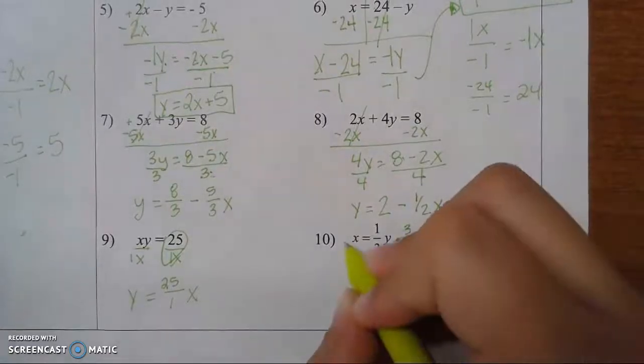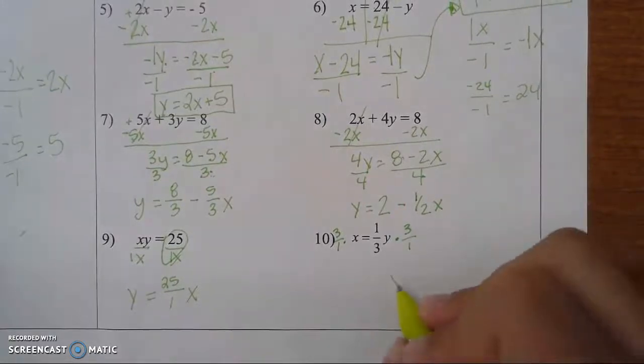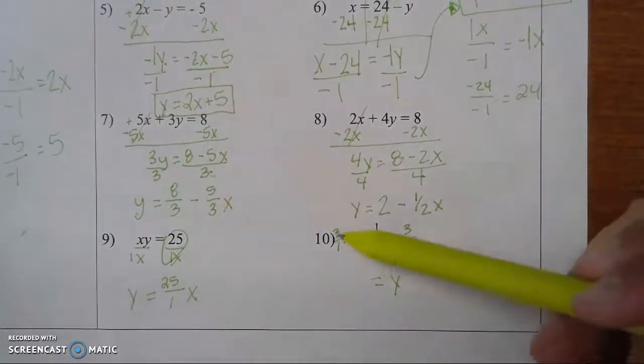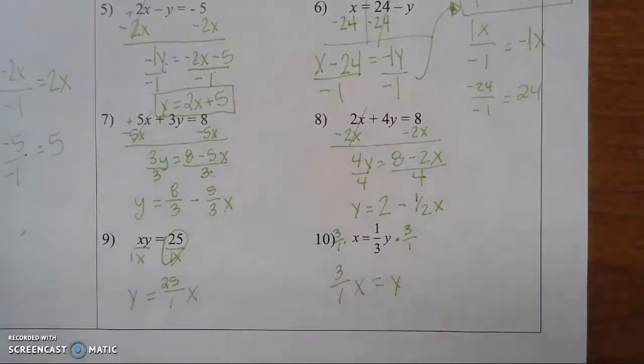So you guys will just multiply 3 over 1 on both sides. So on the right side, you're going to be left with y equals, and then 3 over 1 times x would still stay that 3 over 1x.